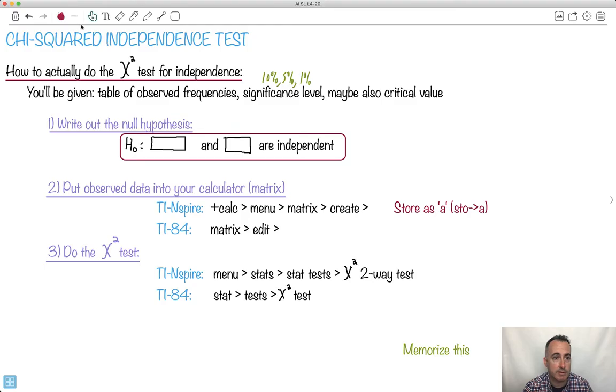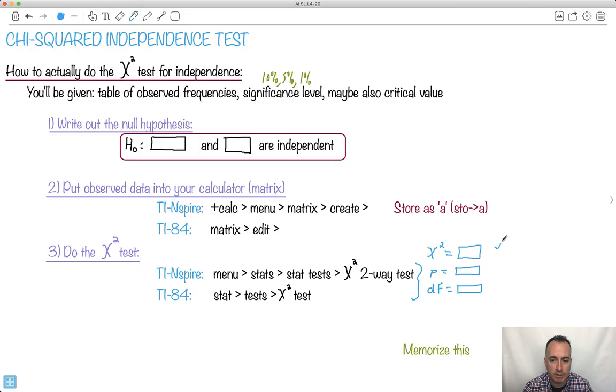What do you get from this? It's important to know what it spits out. It'll give you the chi-squared value. It'll tell you the p-value, which, as we talked about, is the probability that this occurred by chance. And it'll also give you the degrees of freedom. That was nice of it, even though you could have worked that out yourself. So this is what it'll tell you.